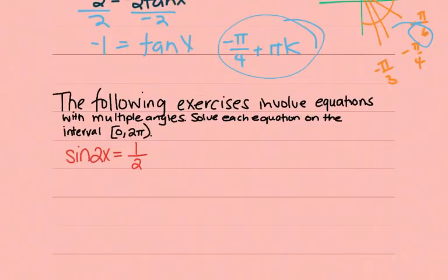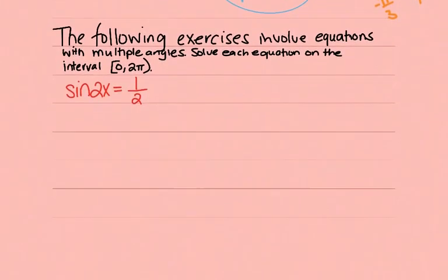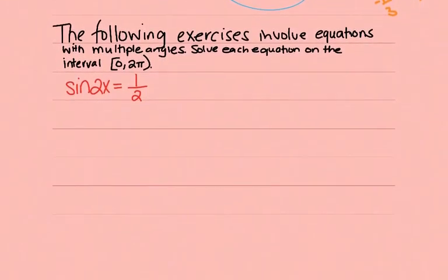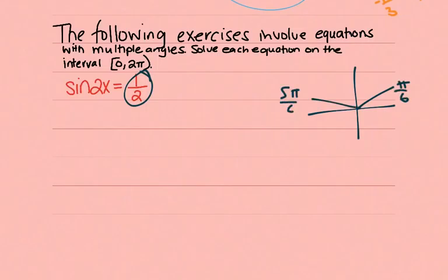Okay, so then the directions change. It says the following exercises involve equations with multiple angles. Solve each equation on the interval of 0 to 2 pi. These get to be a little trickier because you're not just looking for where the sine is 1/2, but then you have to do work with that answer. So I would first, it's already solved, I don't have to do anything. I'm looking for where the sine is 1/2. So it's positive, right, because it's got to be y, and it'd be at pi over 6, and 5 pi over 6, that's where sine would be 1/2.